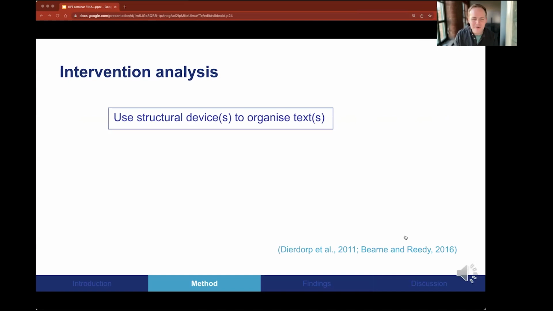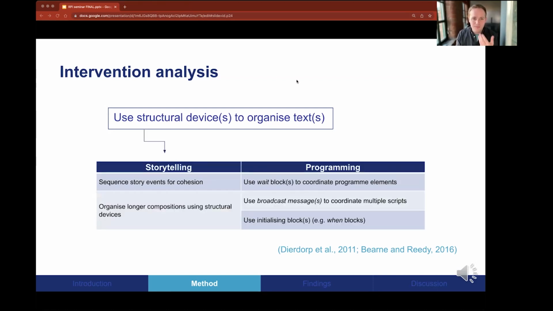We'll take a look at an example now. This is one of these multimodal composition activities, which is to use structural devices to organize texts. And depending on the context, that will be very different. So let's look at what that would be for Scratch.